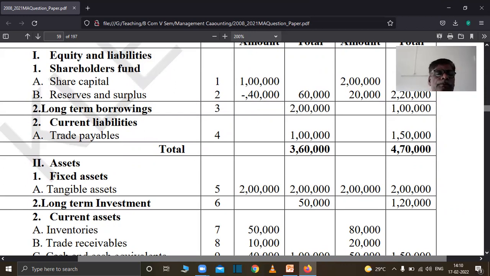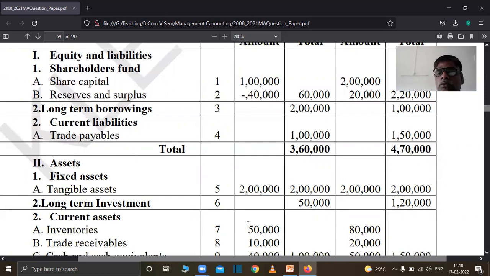Fixed asset you have to take in the fund flow statement. Increase in fixed asset is application, decrease in the fixed asset is source. And long-term investment also comes under the fixed asset. So if there is an increase in the long-term investment, you take that increase as additional investment made, that is the application.